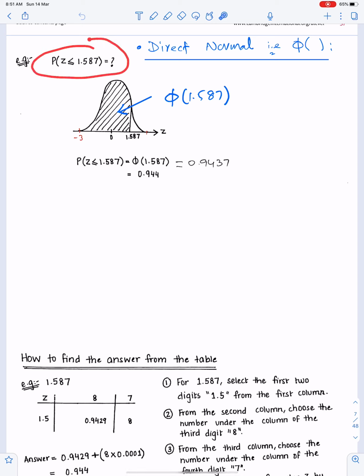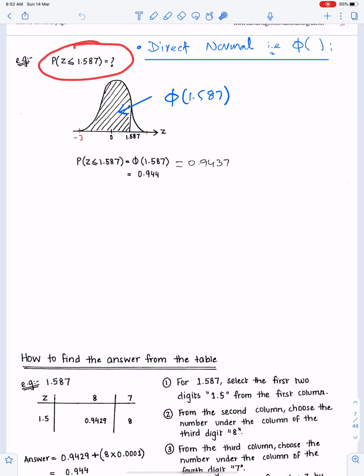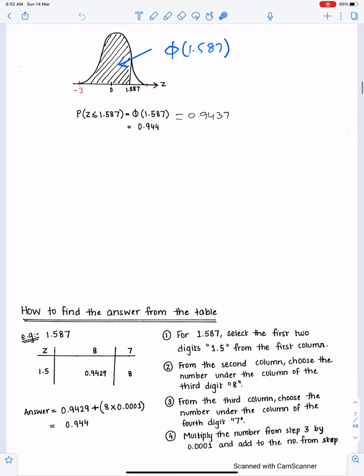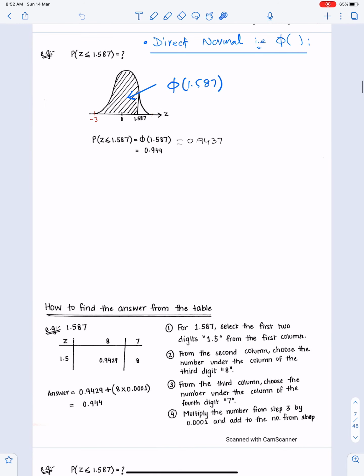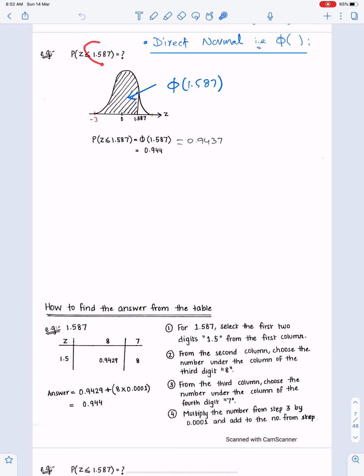What if we need this probability? This is the normal distribution curve, the standard normal distribution curve. The area under the curve is 1 and this larger area is phi, and this small area is 1 minus phi, 1.587. This number should be here and here. So how will we get this probability through the table? These are the steps. We will use these steps to get the probability of this number.